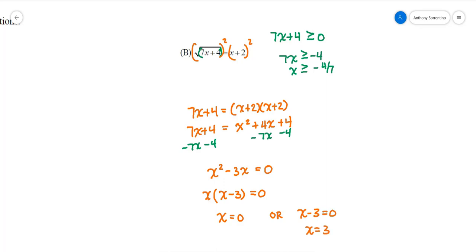So my two solutions are x equals 0 or x equals 3, because both of them fit into this. They're both greater than or equal to negative 4/7. And that works. It makes this all true. If I had a value that was negative and below negative 4/7, I'd have to have thrown it out. So moving on to the next one.